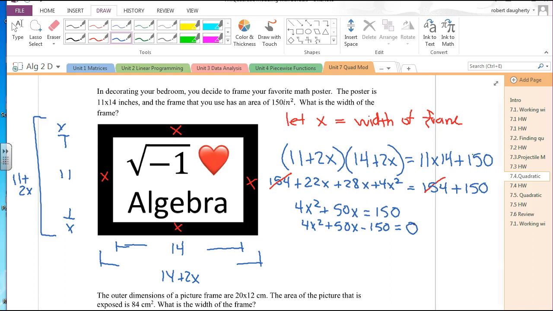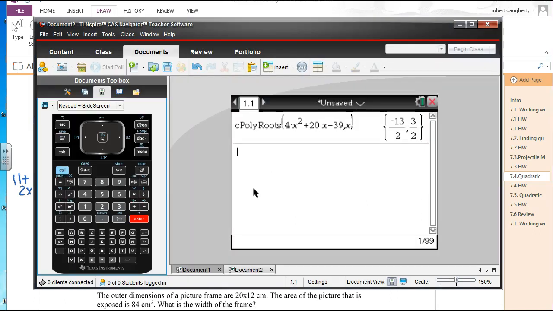And what do I do with that? Anybody want to do quadratic formula? Yes? No? Okay. Let's go back and use our favorite command here. So I can just recall that command. So I'm going to have 4x squared plus, what was it, 50x and then minus what?